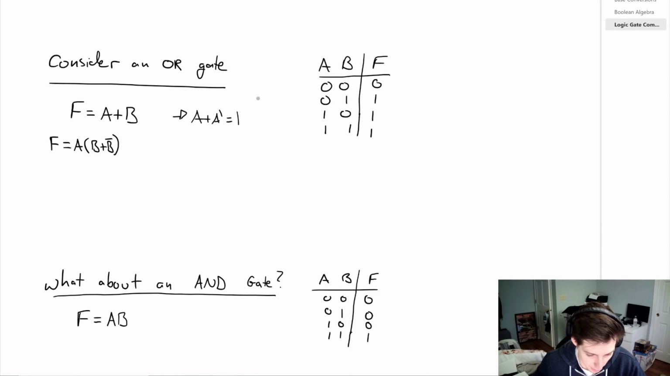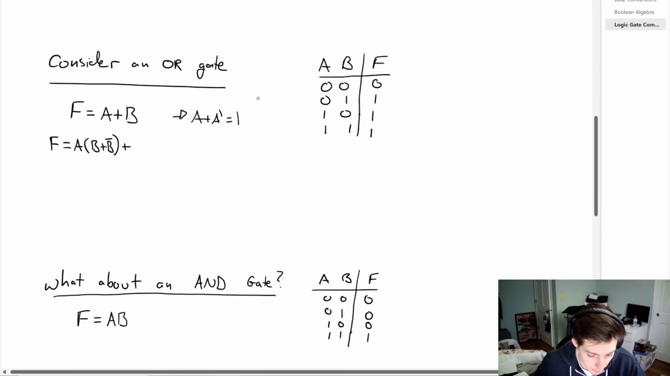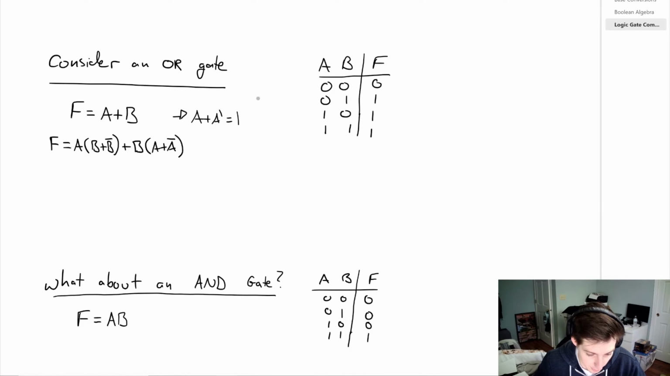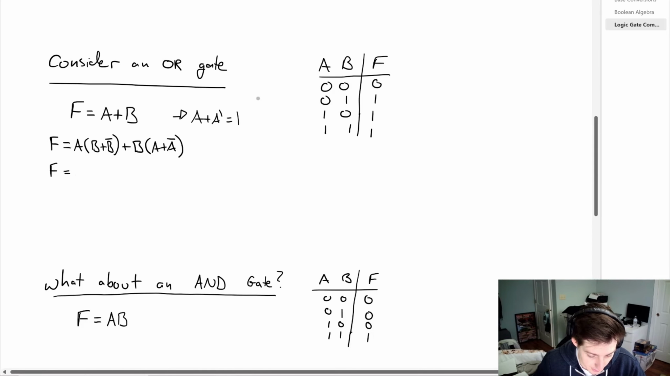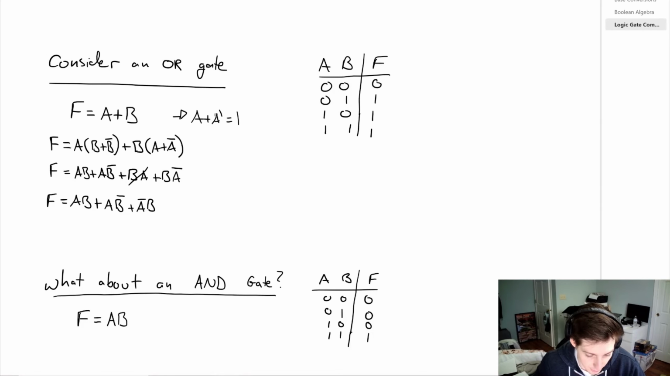I tend to stick with the bar. I think it's easier to see. But continuing on, we'll have b times a plus a bar. And this term is equal to the term above. So now we can just distribute this out to say that f is equal to ab plus a b bar plus ba plus b a bar. So we've expanded the OR gate as far as we can.